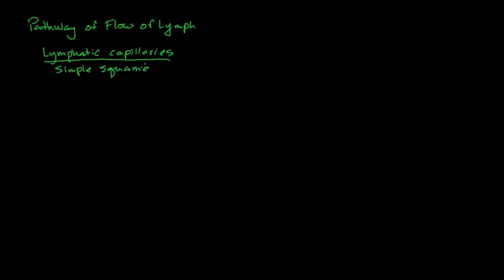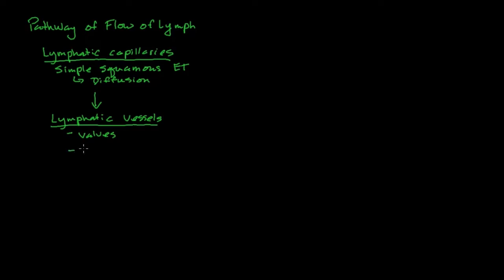In other words, their walls are a single layer thick. And the reason that the walls of the lymphatic capillaries have to be simple squamous epithelial tissue is for diffusion. So things can easily diffuse across the walls of the lymphatic capillaries. Now, merging lymphatic capillaries form larger structures called lymphatic vessels. And within lymphatic vessels, you'll find valves. These valves have a similar function to the valves of veins in the cardiovascular system. These valves in lymphatic vessels prevent lymph from flowing backwards.